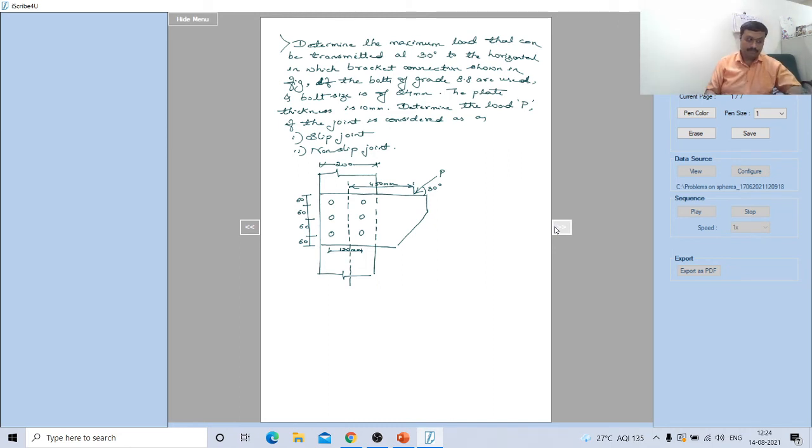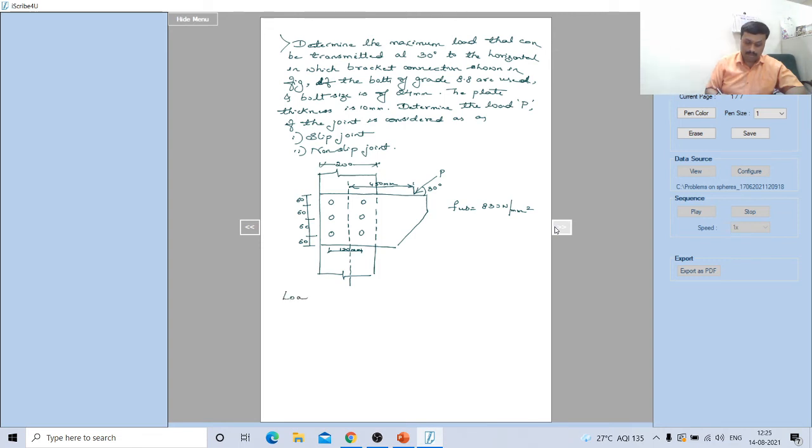Now I have to solve the problem, but look at this 8.8 grade. So 8.8 grade, 24 mm dia bolt. So FUB will be equal to 830 N/mm².